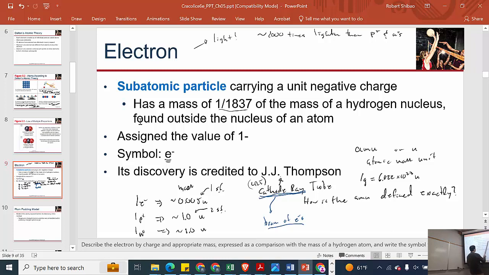And it has a mass of about 2,000 times lighter. I rounded that to 1 sig fig. It's actually 1,837. This is 4 sig figs. So it's 1,837 times lighter than the mass of the hydrogen nucleus. The hydrogen nucleus consists of a proton, so it's 1,837 times lighter than a proton. Its symbol, we call it E negative. So that's the symbol here. Its discovery is credited to J.J. Thomson.